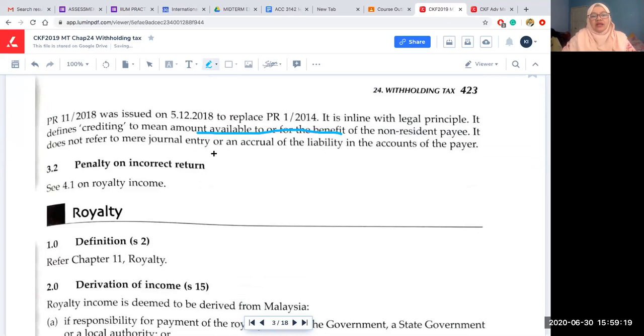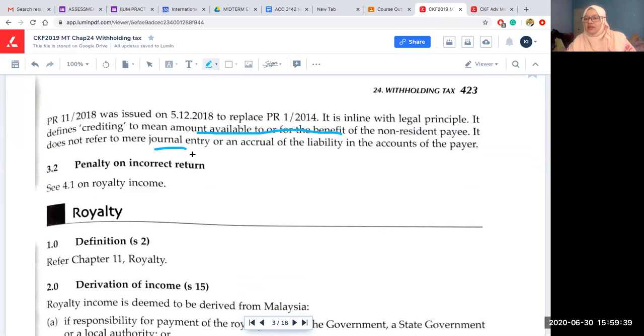So when it's available. For example, you have put the double entry today, but the money is only available later, because the non-resident person may take some time for the money to be transferred. Maybe in 3 days' time, only then does the liability arise.